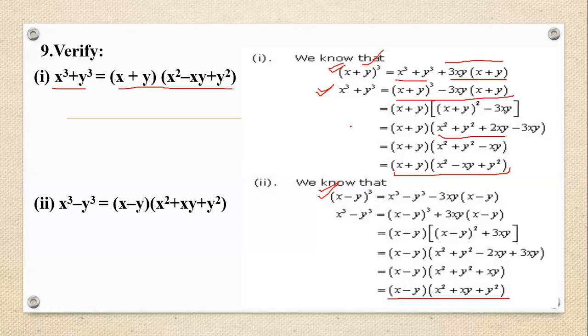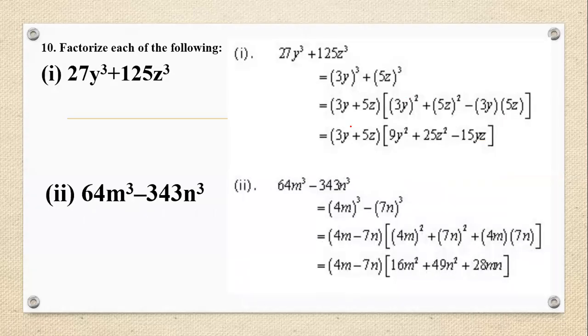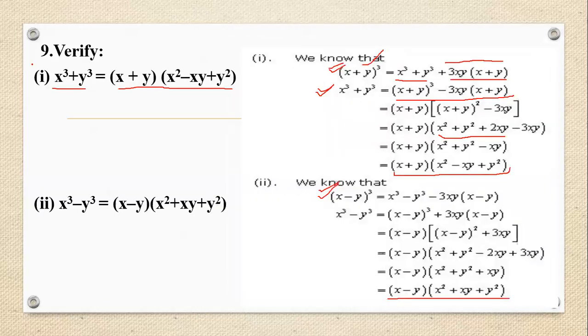Now next we switch to question number 10. Here again we are supposed to factorize. You can see it's a cubic value and it's also a cubic value. So 27y cube can be written as (3y) whole power 3, and this could be written as (5z) whole power 3. In the previous question number 9, you saw that a cube plus b cube is equal to (a plus b)(a square minus ab plus b square). So x cube plus y cube is equal to (x plus y)(x square minus xy plus y square). This is the identity we are using in question number 10.